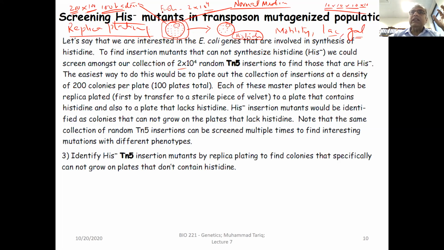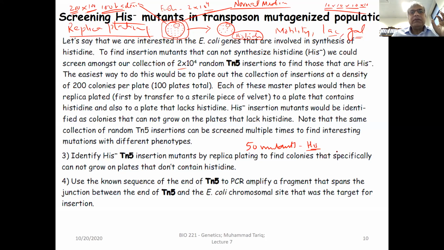Once you identify these, let's say out of these 20,000 you have identified 50 independent mutants which show a defect in histidine synthesis. They do not grow on minimal media. Now, you need to isolate the gene. Within the bacteria, there are 4,200 genes, and you have 50 independent mutants.